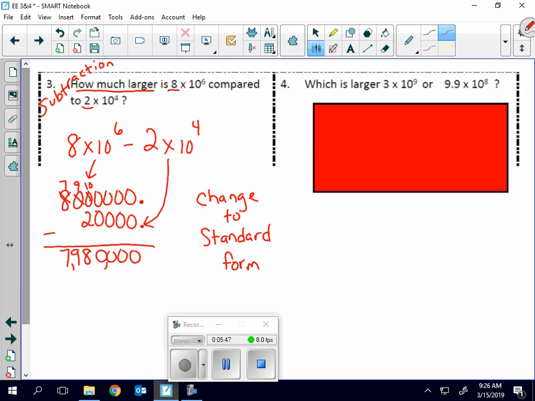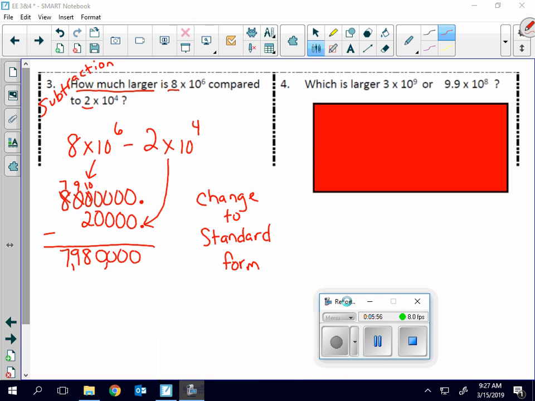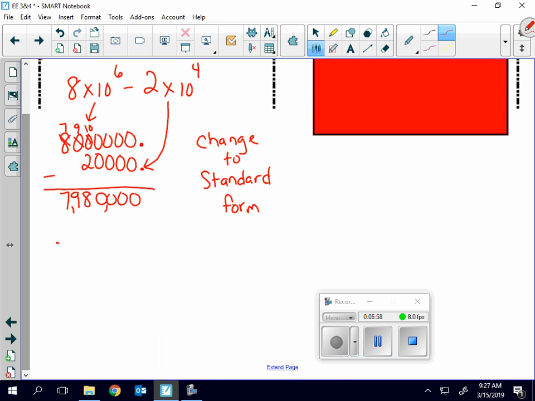We have 7,980,000. But of course they want the answer in scientific notation. So now we're going to change this back to scientific notation. Let me rewrite it here.